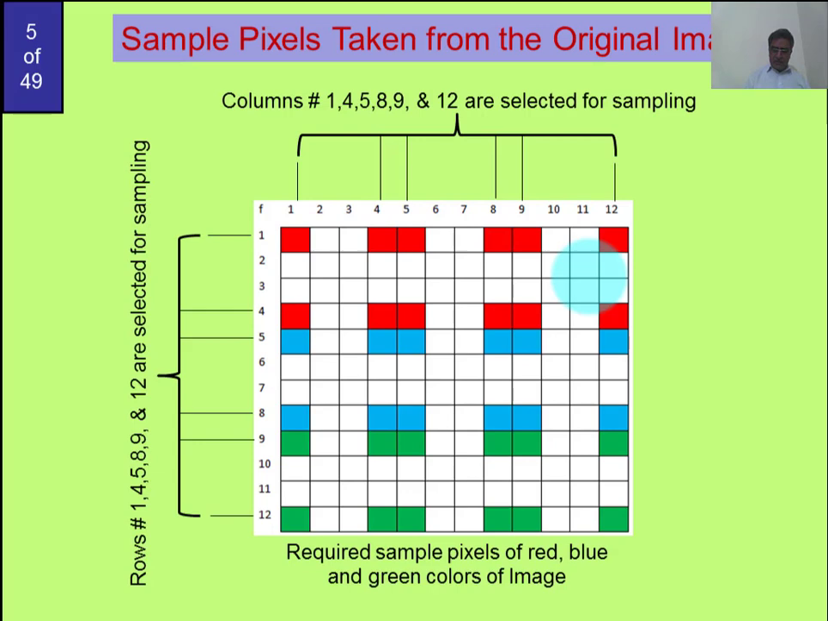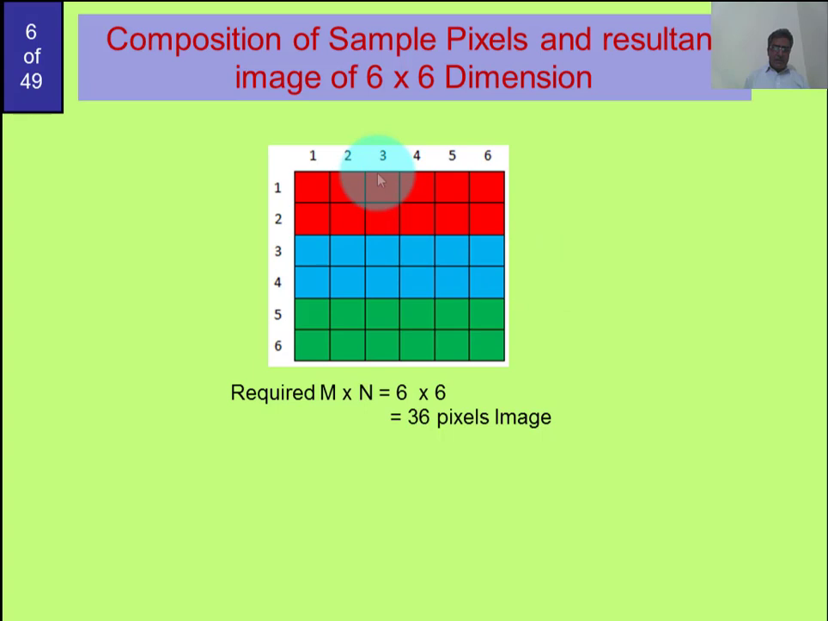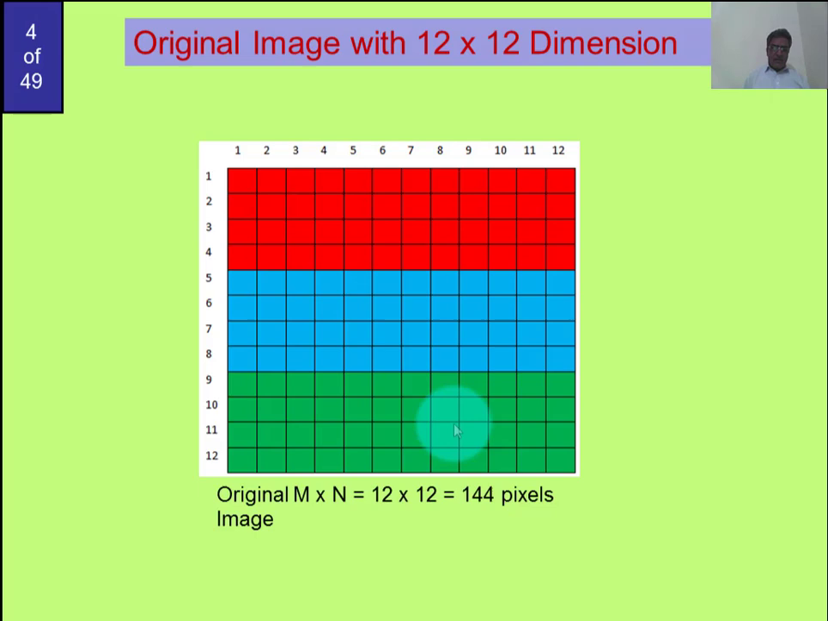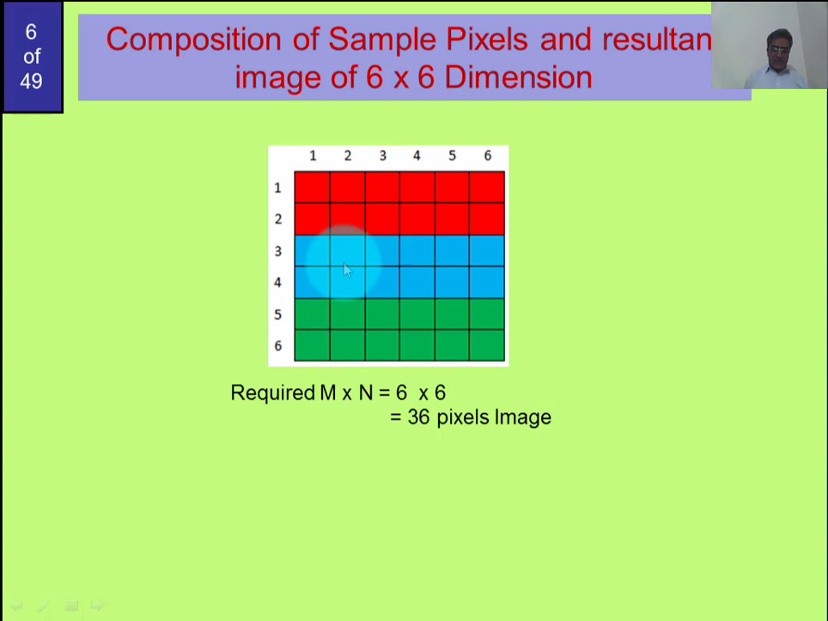We have composed them into the form of an image, and there you may see 6 columns and 6 rows. This is a sample image. In this image there are 6 multiplied by 6, equal to 36 pixels, while in the original image, you may see there were 144 pixels. So we have taken only 36 out of 144 pixels as sample pixels. This is called sampling, when we take a small amount from the original one.